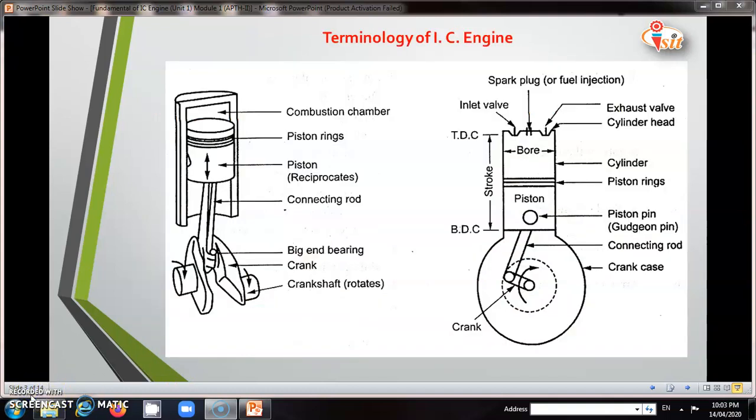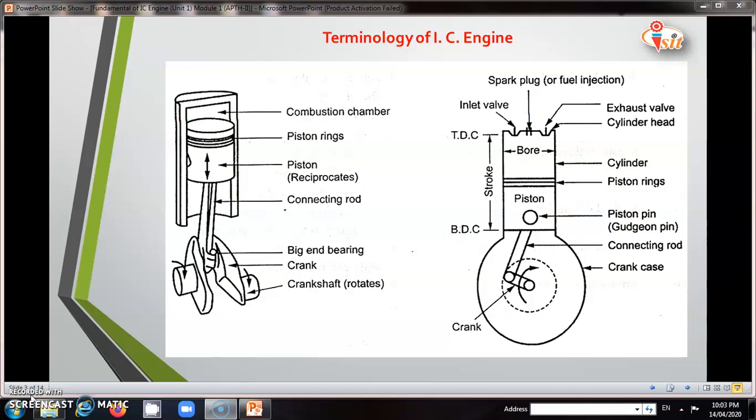The second important point of the IC engine is the terminology. The terminology includes a number of parts of the IC engine. The first important part is the cylinder block. It is the heart of the engine. It consists of three parts: the cylinder, the port, and the passage through which the cooling water continuously circulates. The material used is generally aluminum alloy.